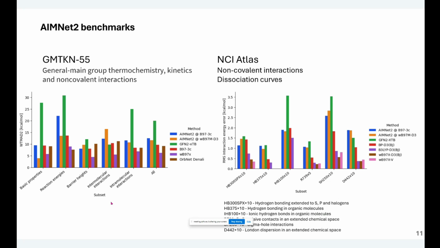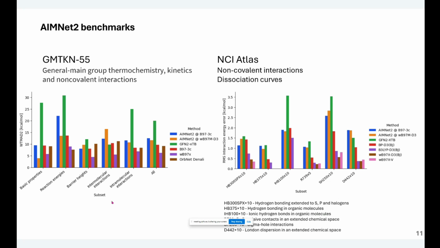AIMNet2 generally pretty much outperforms GFN2-XTB, and in many cases getting closer. So AIMNet is trained on omega B97M. In many cases, it's pretty close to inexpensive DFT B97-3C. So of course, we can only be as good as our underlying method is, but with a good underlying method, with some accuracy loss, we can reach the accuracy of B97-3C.